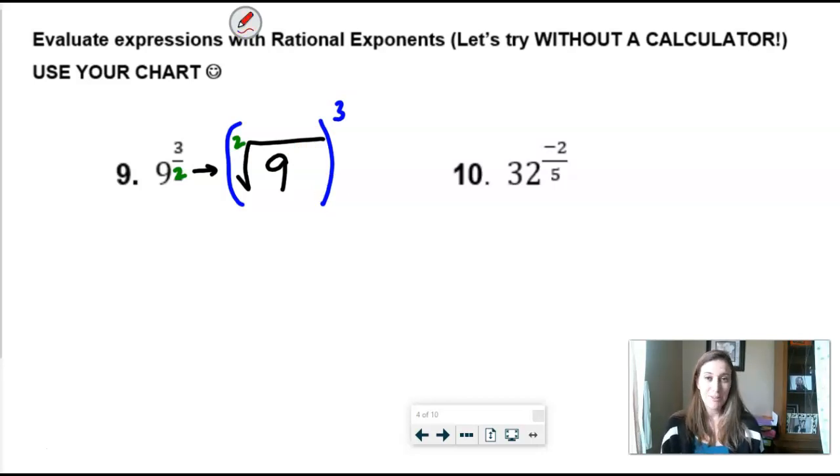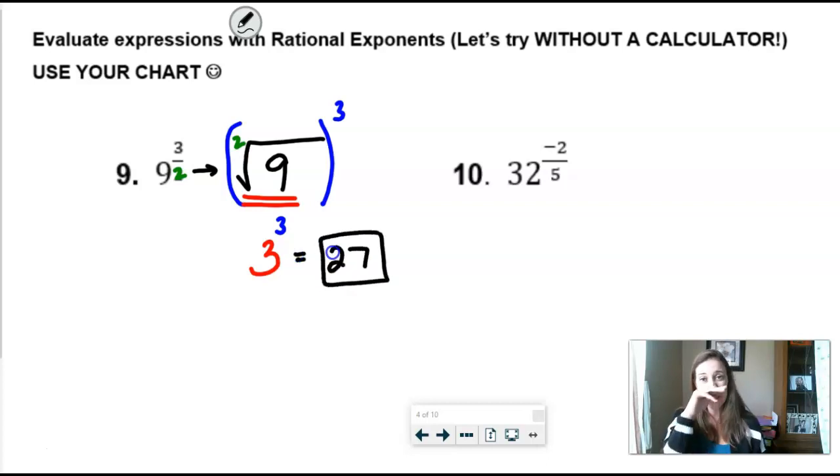So now let's talk about simplifying. I know what the square root of 9 is. It's 3. And if I had a chart handy, which I should, I know what 3 to the 3rd power is. But again, I could have just figured that out. 3 to the 3rd power is 27. So see, you can do these problems without a calculator.